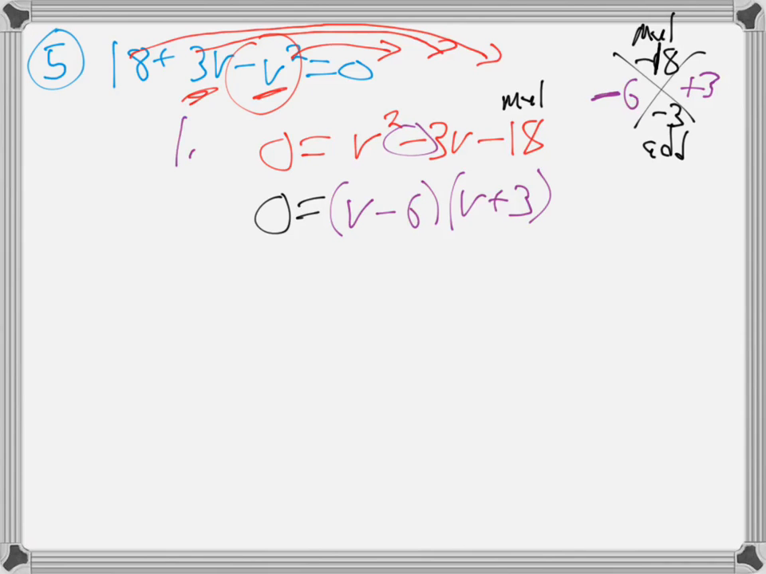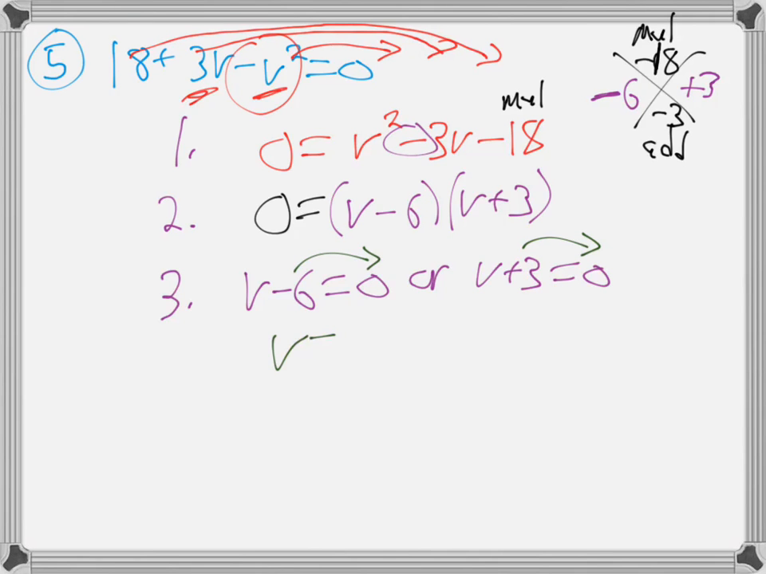So that's step 1, get a 0. Step 2, factor. Step 3, each one gets their own 0. Like that? And then just jump it over. See how it's just always going to be opposite sign? So the answers are 6 and minus 3.